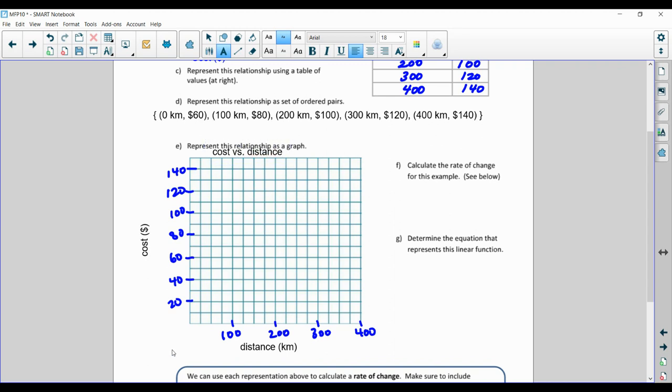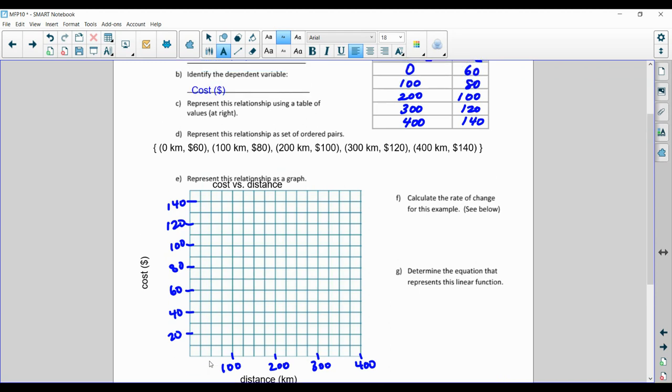Okay, so let's go ahead and plot our points now. I'm just going to scroll up a bit so we can see them. So 0 kilometers was $60. And I'm going to switch colors so that it's a little bit easier, hopefully, to see. So 0 and 60. So there's our first point on our graph.